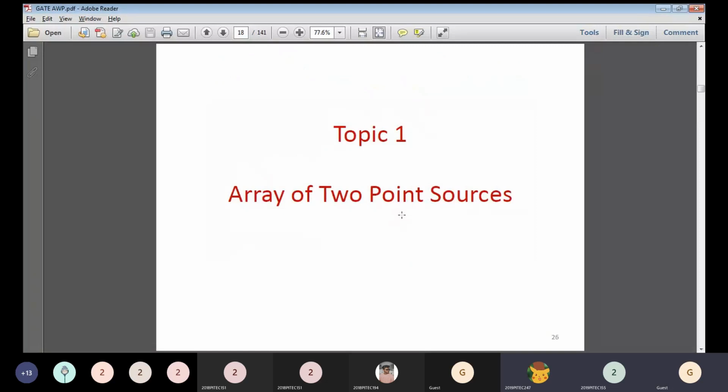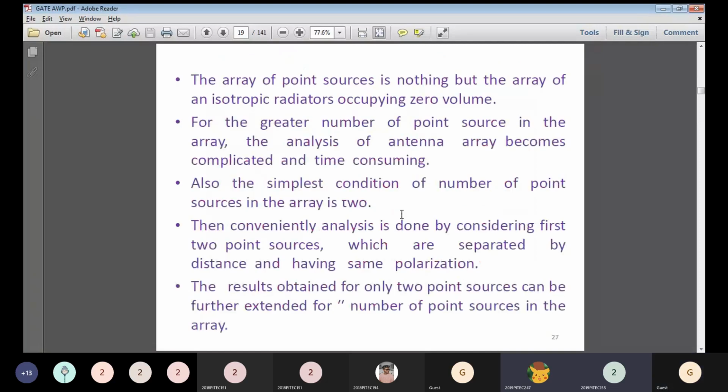The array of point sources is nothing but an array of isotropic radiators occupying zero volume. For a greater number of point sources in the array, the analysis of the antenna array becomes complicated and time consuming. The simplest condition for the number of point sources in an array is 2. First we'll take 2. Later on we'll take n number of elements of the antenna source.